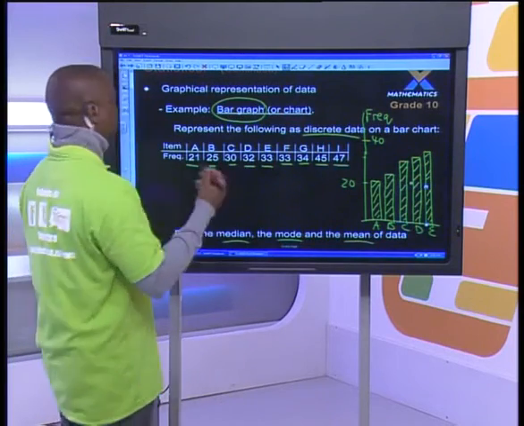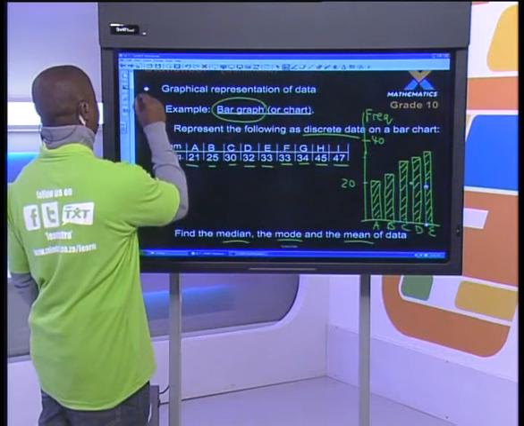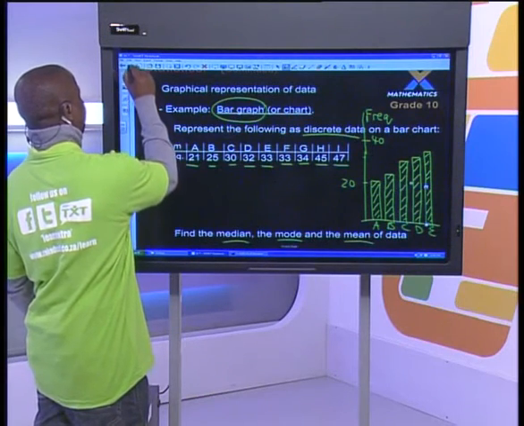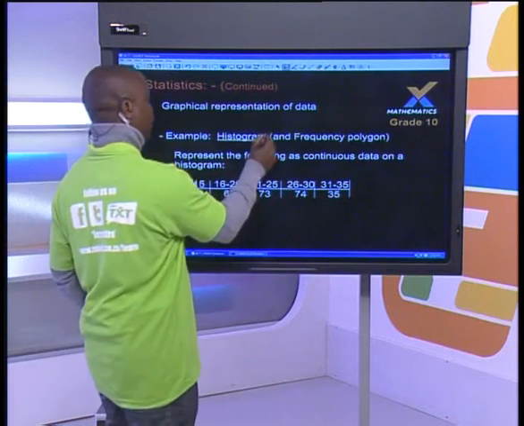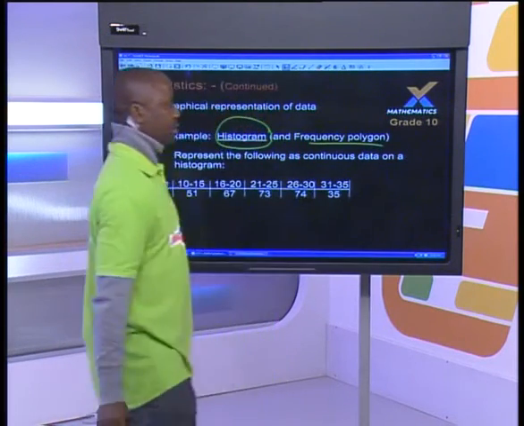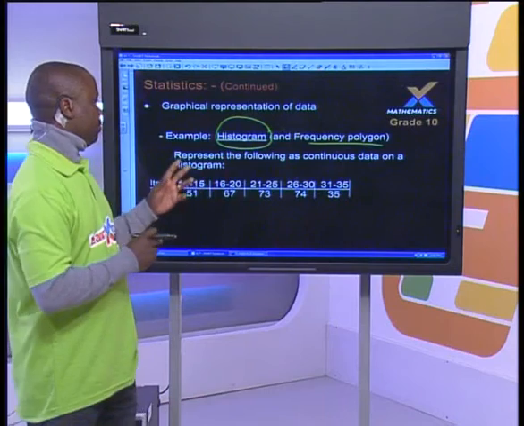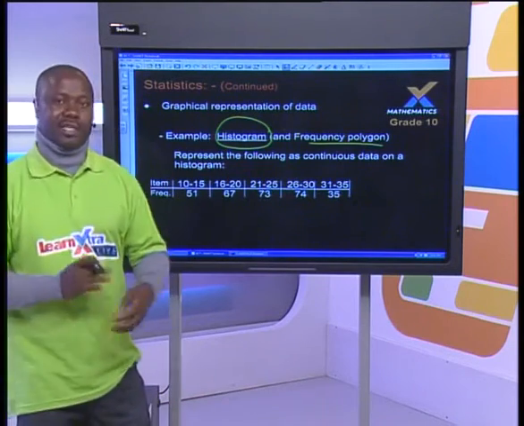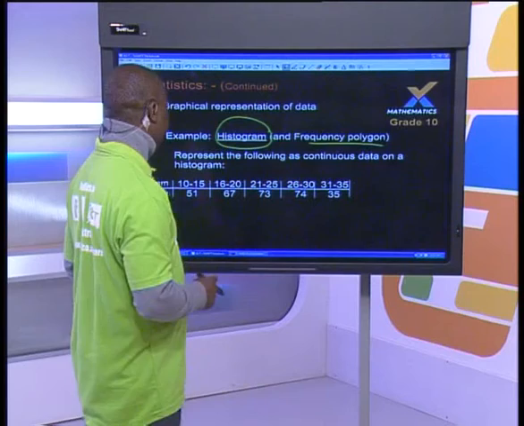So let me move on to the next chart because I'm trying to cover all of them here, if I can. Next is your histogram. Some people call it the frequency, well, not necessarily that. So how does the histogram differ from the bar chart? The histogram basically represents continuous data.